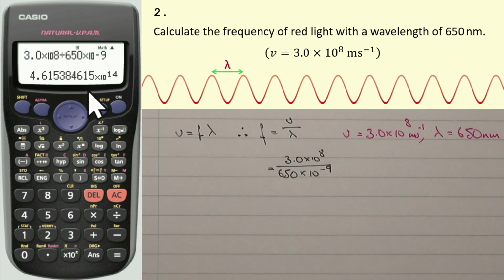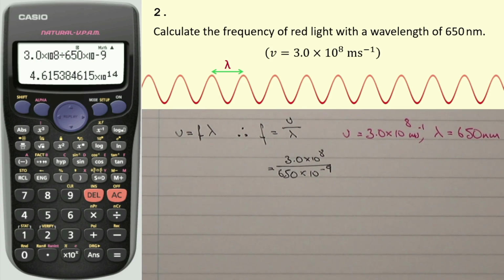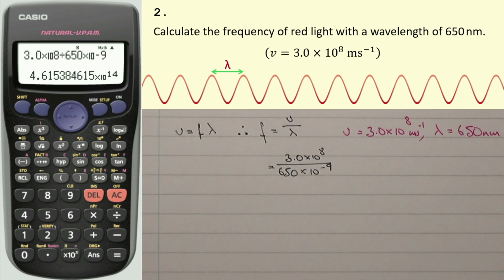After this, of course, you would have to round this number to an appropriate number of significant figures. That would actually be 4.6 times 10 to the 14. And of course, that is a frequency and it's in hertz. Other important thing, of course, is to remember all of the appropriate symbols which are used in the equations, and of course the units. So frequency is measured in hertz.